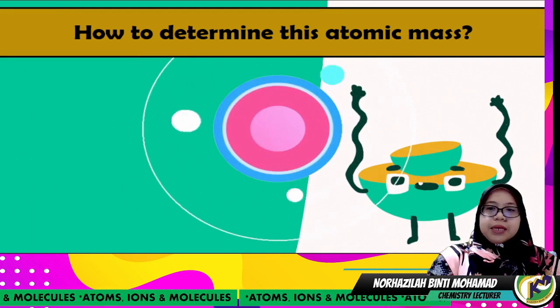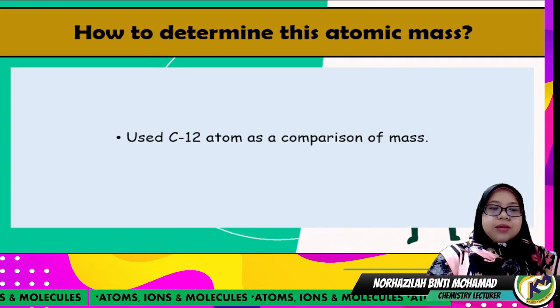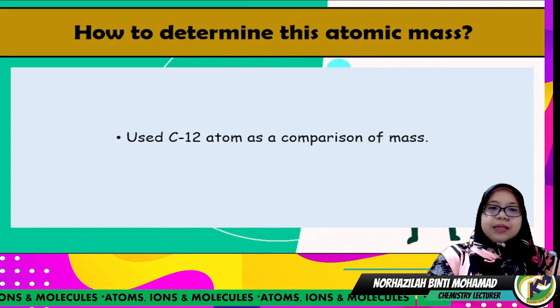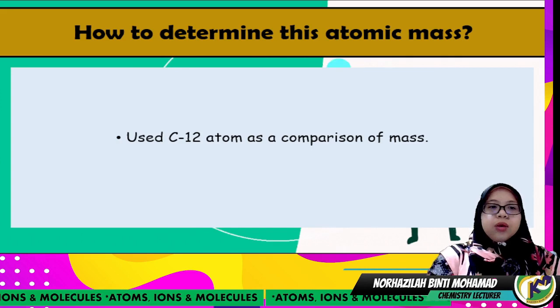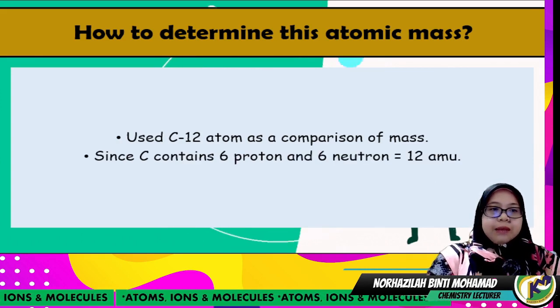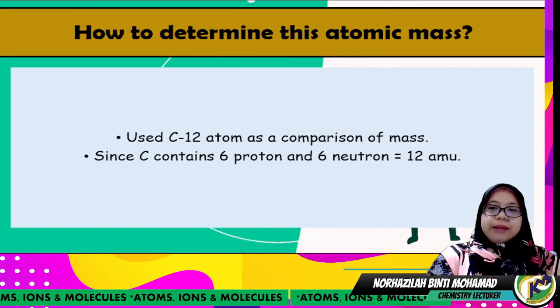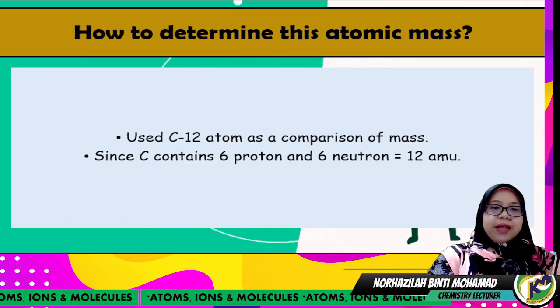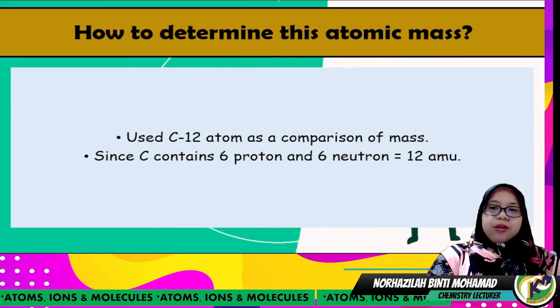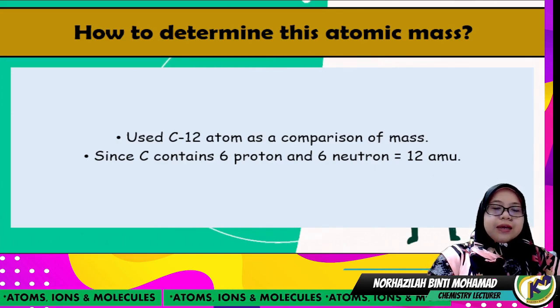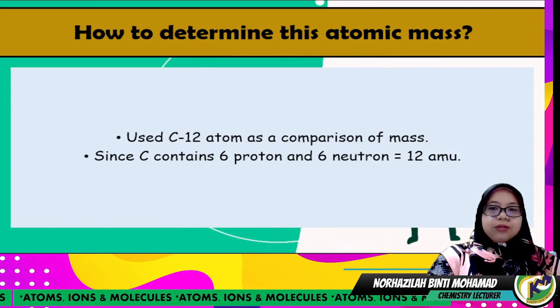So how do we determine this atomic mass? We use the carbon-12 atom as a comparison of mass. Why do we use the carbon-12 atom? Because the carbon-12 atom consists of 6 protons and 6 neutrons, which makes the mass of the carbon-12 atom 12 AMU. As I said before, 1 proton weighs 1 AMU and 1 neutron weighs 1 AMU. So the total atomic mass for carbon is 12 AMU.